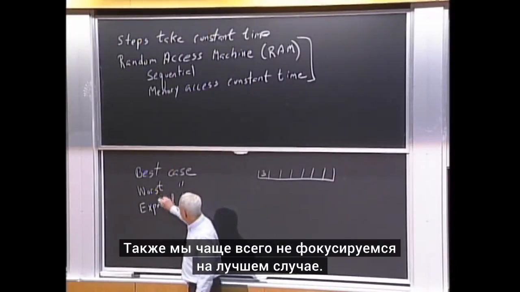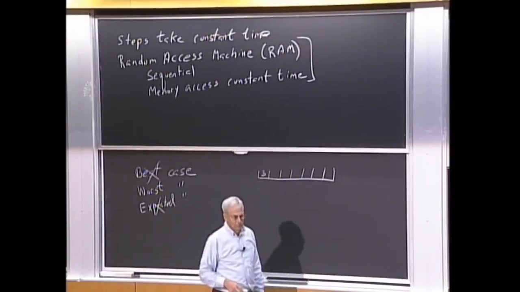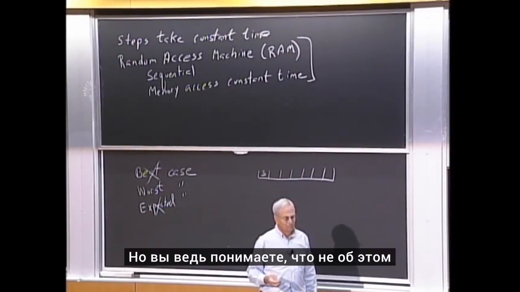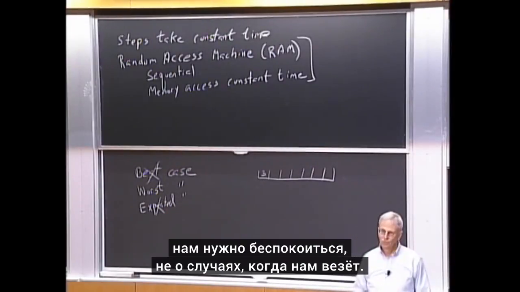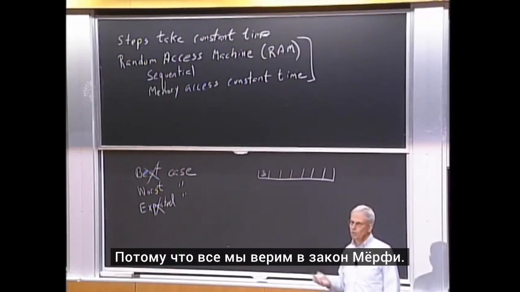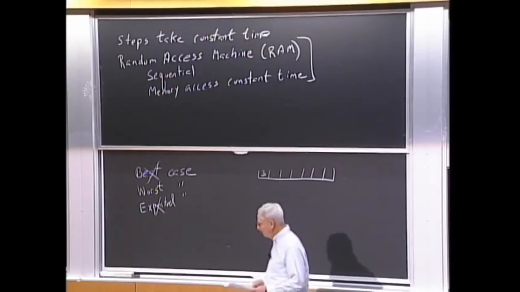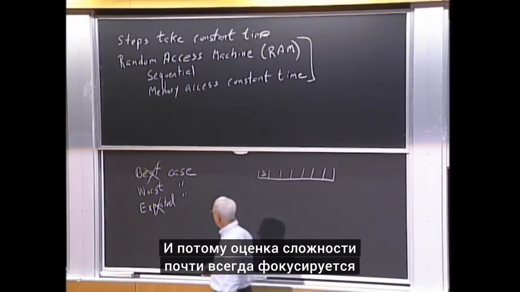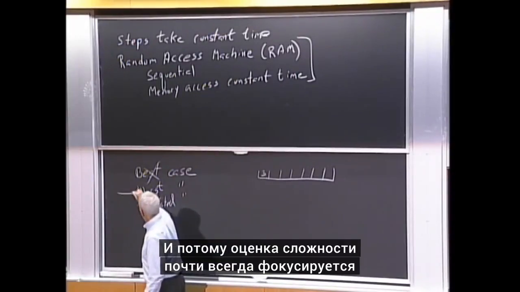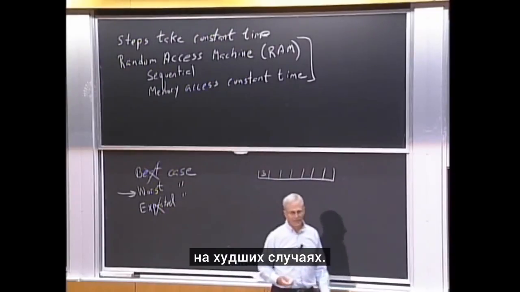Similarly, we don't usually focus on the best case. It would be nice, but you can imagine that it's not really what we care about. What happens when we get really lucky? Because we all believe in Murphy's Law, right? That if something bad can happen, it will. And that's why complexity analysis almost always focuses on the worst case.